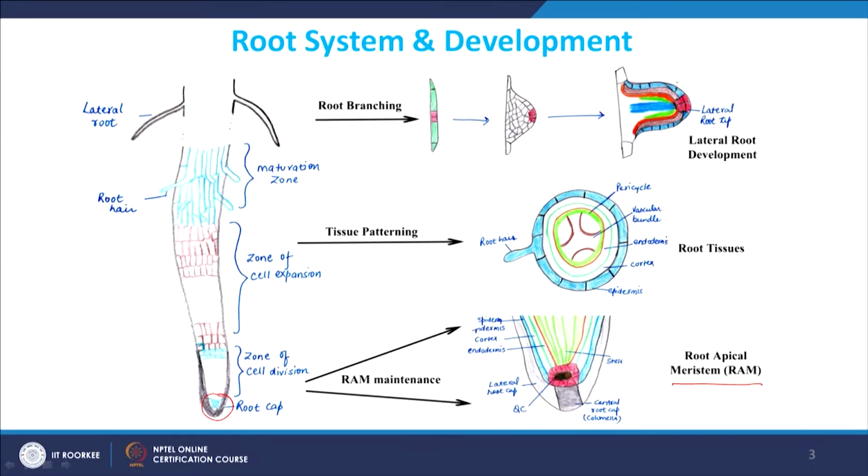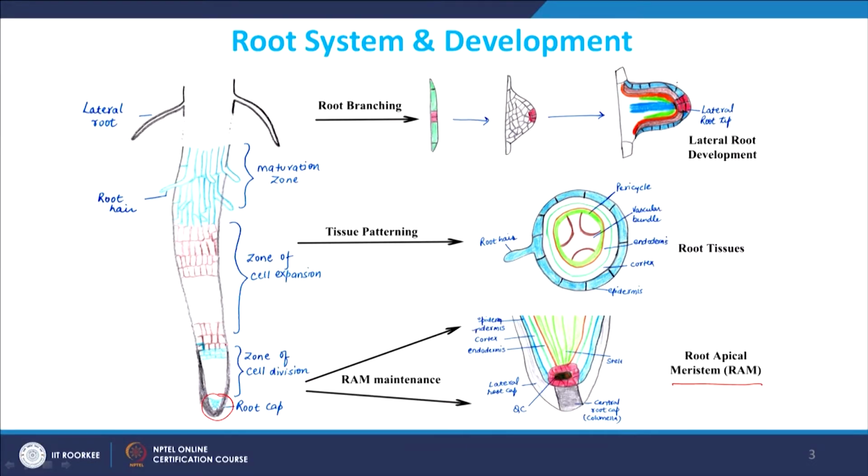Stem cells means they can only undergo cell division, they do not enter the process of cell differentiation, and this is very important for continuous growth of the root. For growth of the root, or for organogenesis, a continuous production of cells is always required, and this is happening here in the root apical meristem.